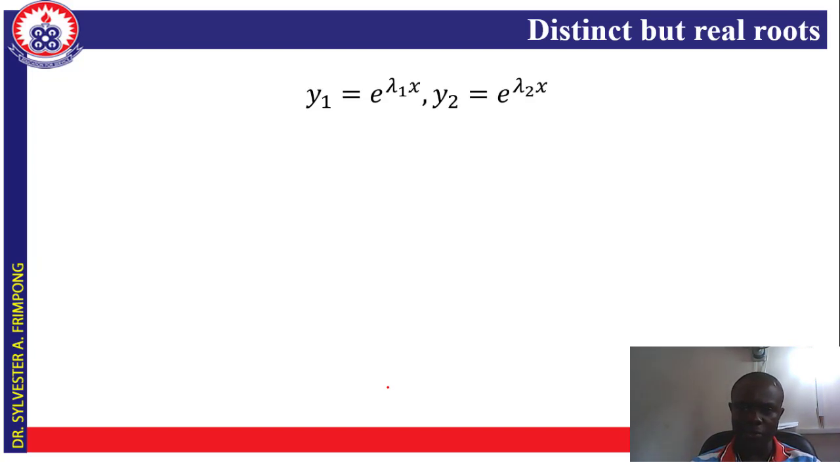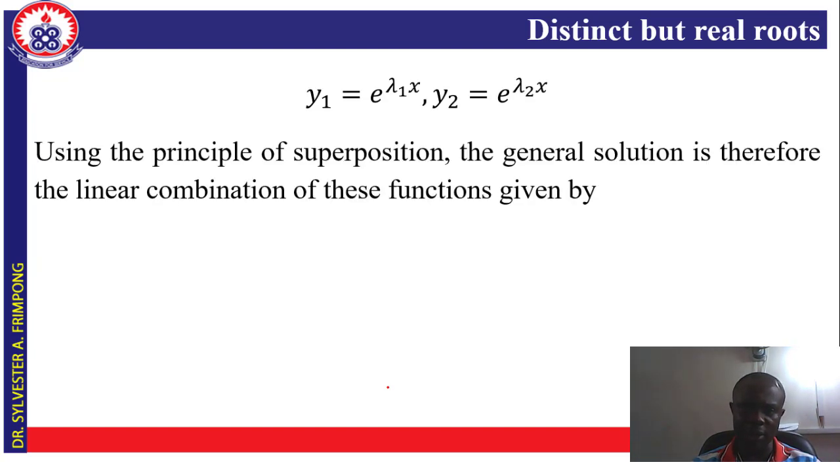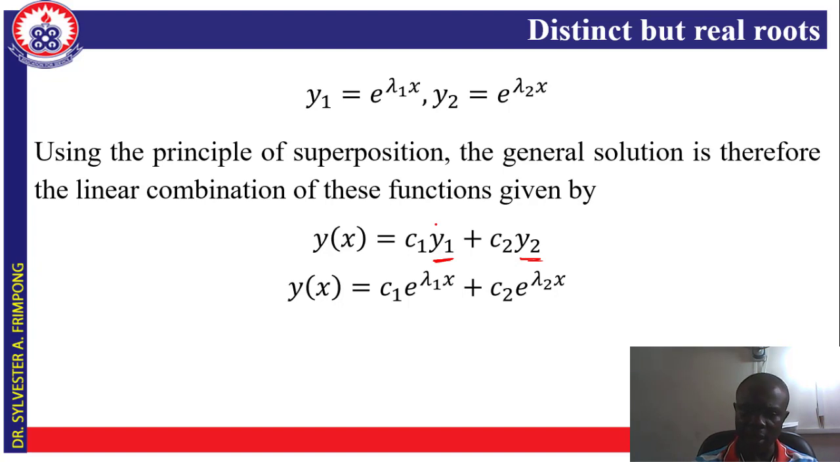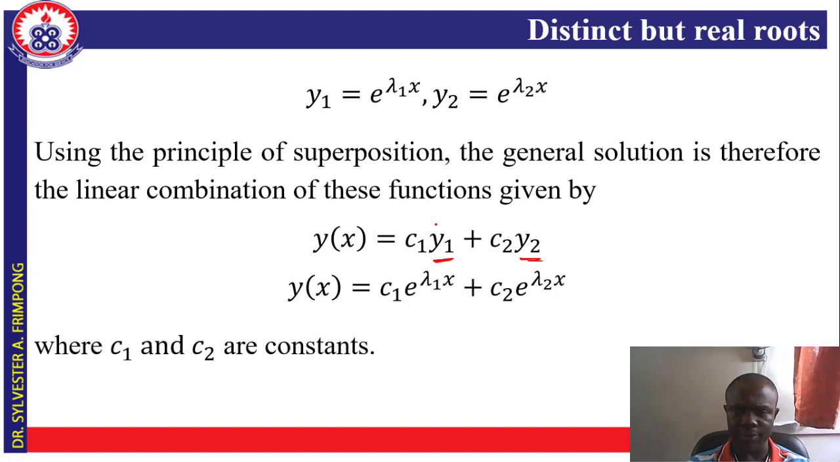Now, by the principle of superposition, we can combine these two solutions using a linear combination of them. So the solution becomes c1 y1 plus c2 y2. And knowing that y1 is e raised to the power lambda 1 x and y2 is e raised to the power lambda 2 x, you can write the general solution as c1 e raised to the power lambda 1 x plus c2 e raised to the power lambda 2 x, where c1 and c2 are constants.